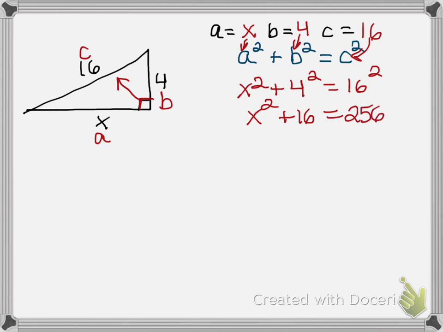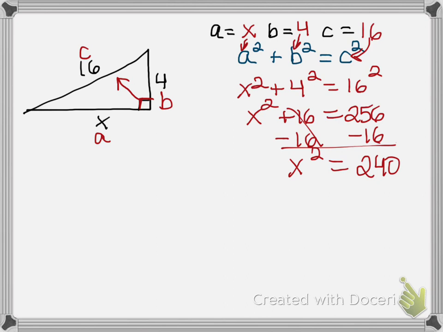Now my goal is to get X by itself. So the first thing I have to do is get rid of that 16 that's on the left side. Since it says plus 16, I'm going to do the inverse operation, which is to subtract 16. So I'm going to subtract 16 on both sides. And 256 minus 16 gives me 240. And I'll just bring down my X squared.